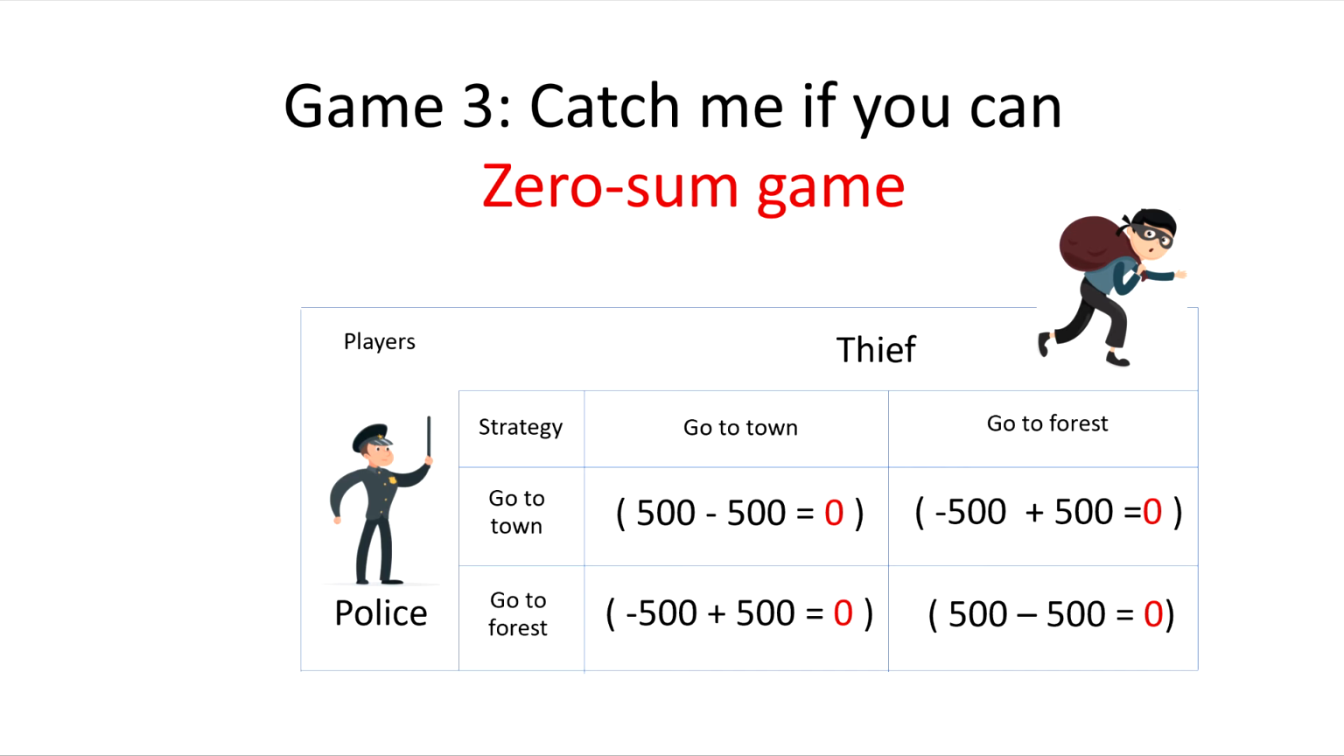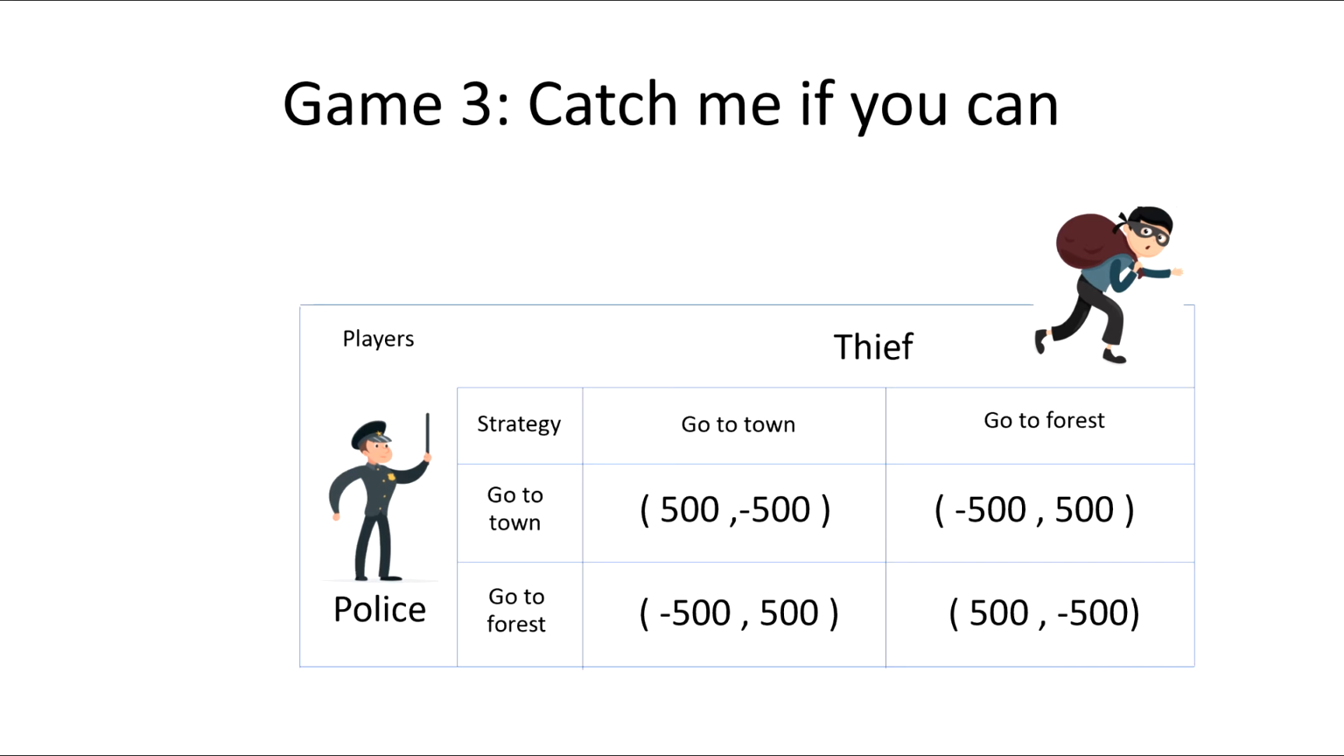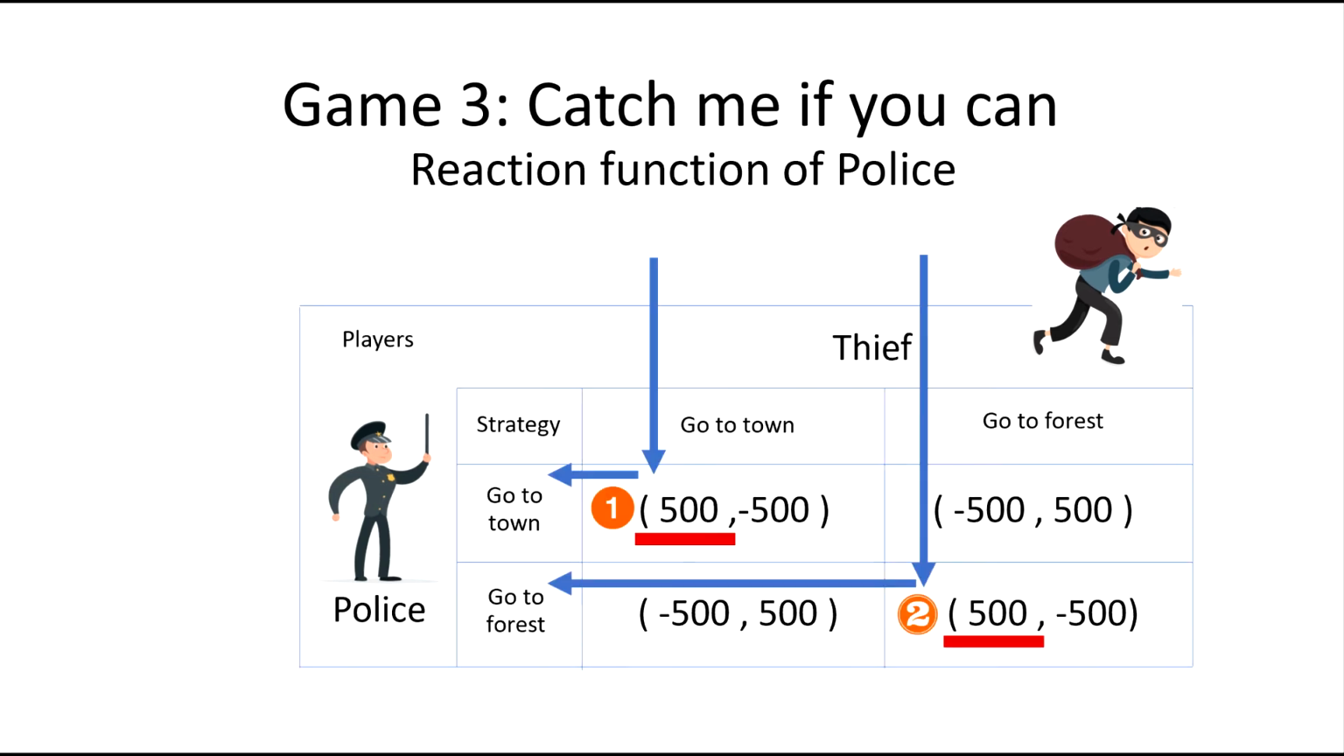Here you can see that in the stock market, when someone gets the profit, another one must have the loss. So money in one pocket goes to money in another pocket. This is a zero-sum game. We recall the payoffs again, 500 and minus 500. Now you remember the payoffs.